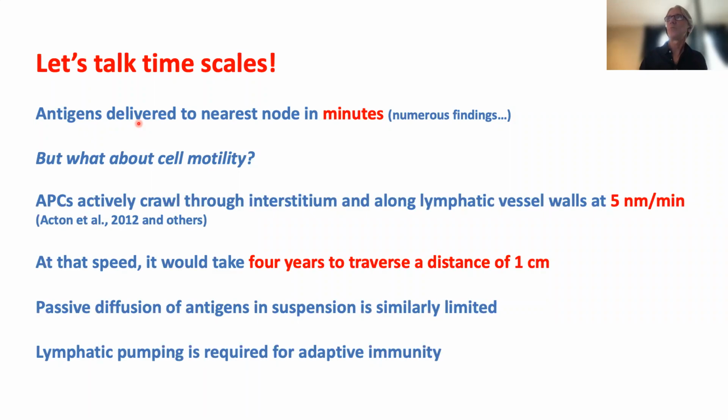And so I've had biologists ask me, well, what about cell crawling? Well, the velocity of those cells crawling is about 5 nanometers per minute. A nanometer is 1 billionth of a meter, so a very tiny distance, right? So that's the velocity those cells move at.